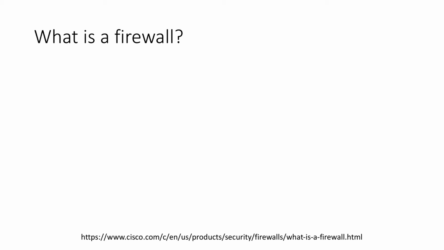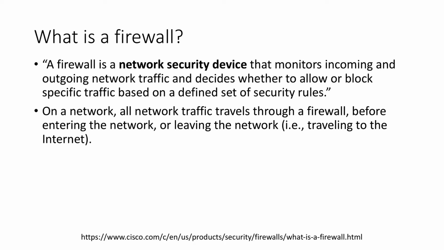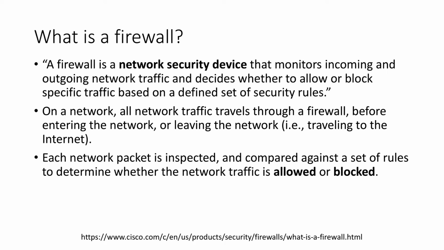So the first question is, what is a firewall? Well, according to Cisco Systems, a firewall is a network security device that monitors incoming and outgoing network traffic and decides whether to allow or block specific traffic based on a defined set of security rules. On a network, all network traffic travels through a firewall before entering or leaving the network. Each network packet is inspected by the firewall and compared against a set of rules to determine whether the network traffic is allowed or blocked.